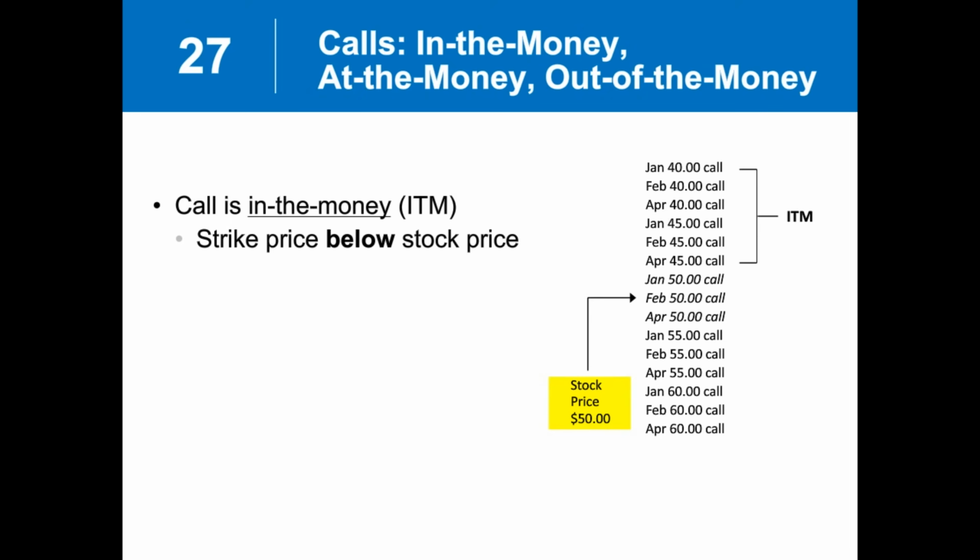At the money is the easiest of all. It's when the stock price and your strike price are the exact same. I have the right to buy shares for $50. Shares are $50 in the open market. That's at the money.